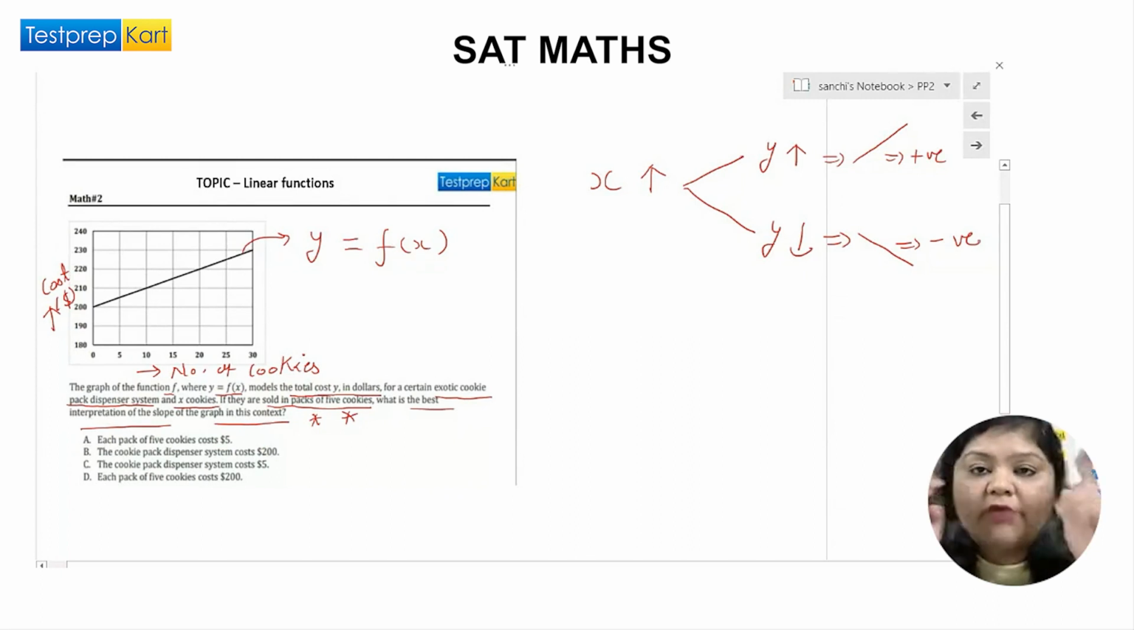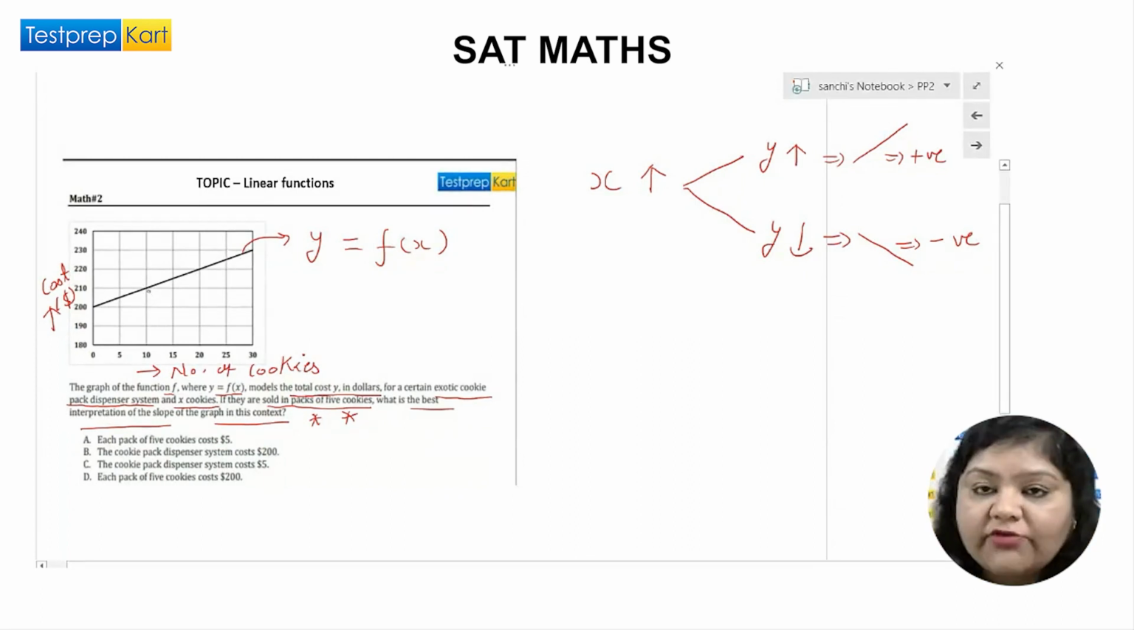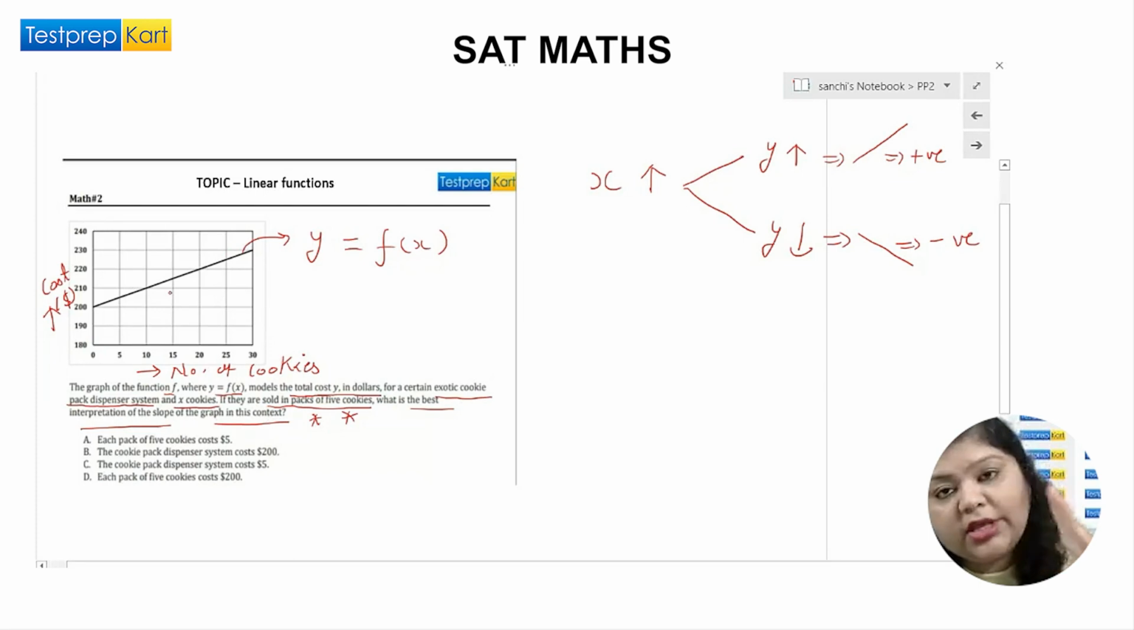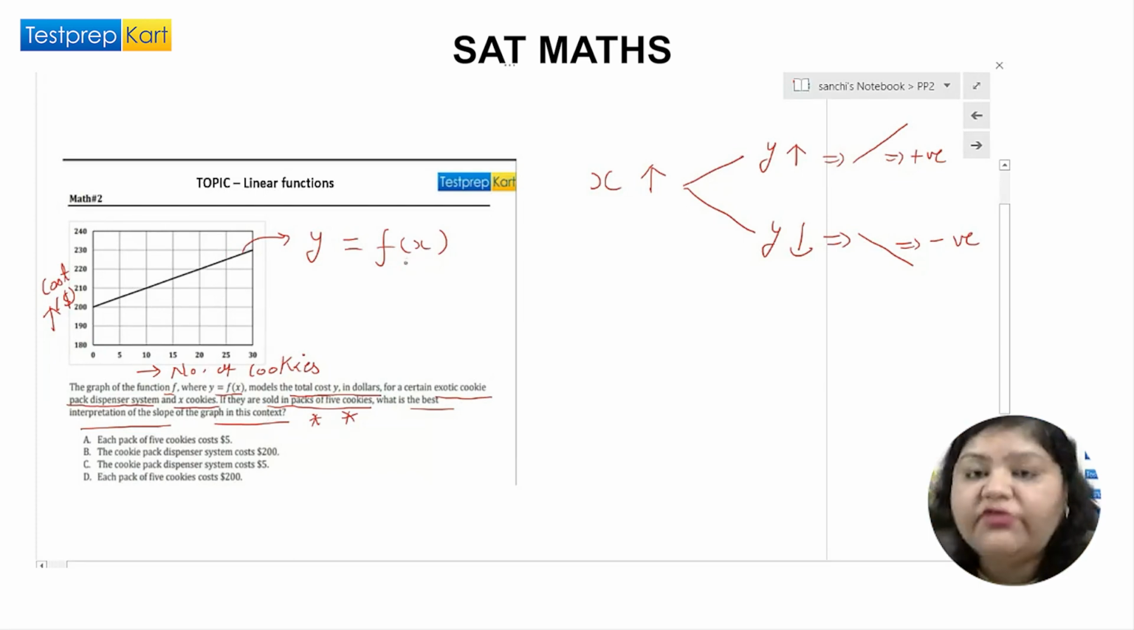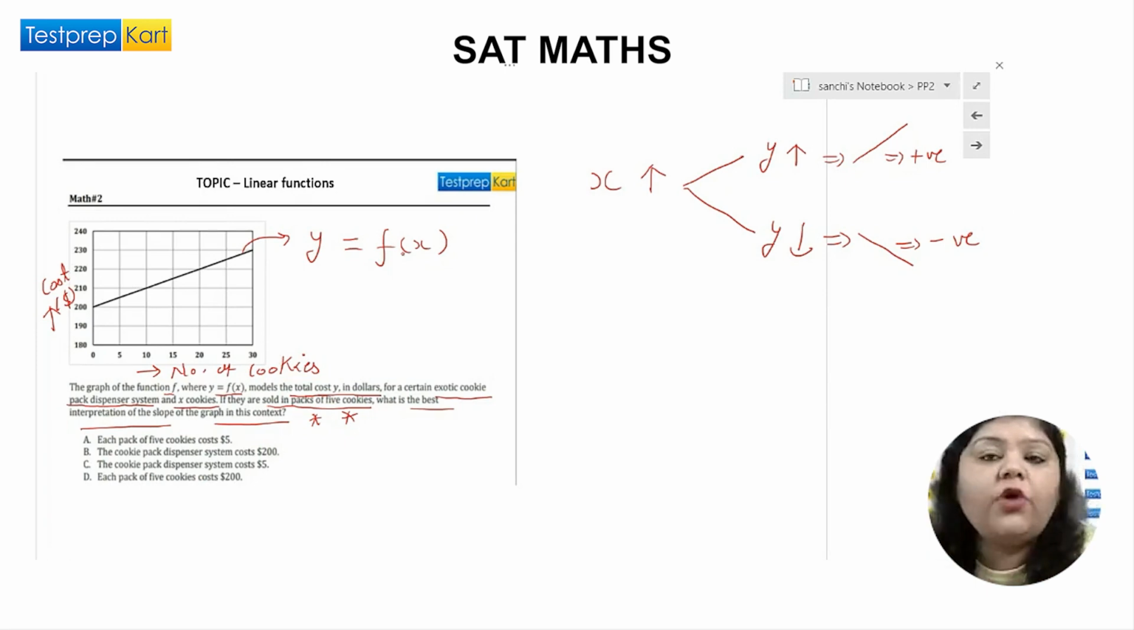Now you have to understand, just have a look at the graph. Obviously my line is going in this direction, which means definitely this curve has a positive slope. Now, in order to relate with the slope, first of all, you should remember the slope intercept form of the line.